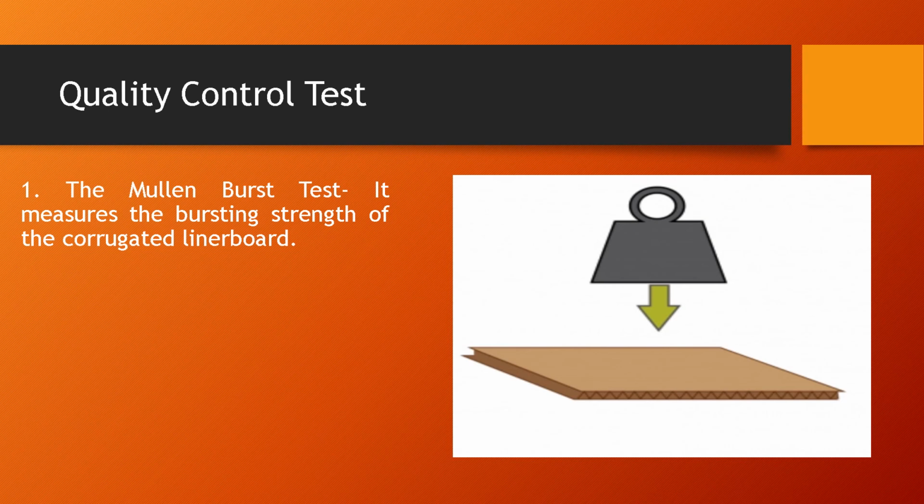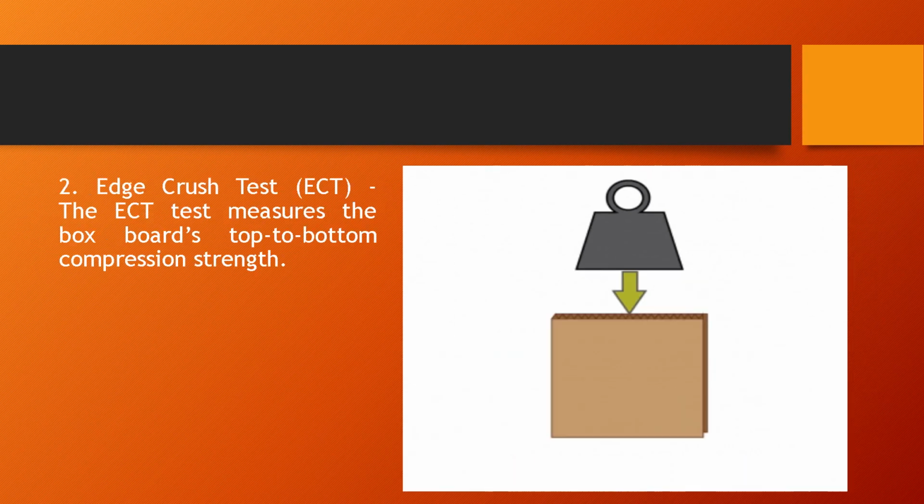Number one is the Mullen burst test. Basically it measures the bursting strength of the corrugated liner board. The second is the edge crush test or the ECT. The ECT test measures the box board's top to bottom compression strength.